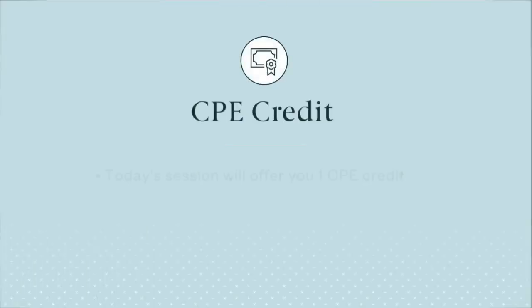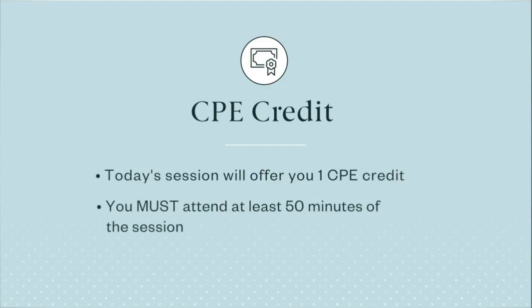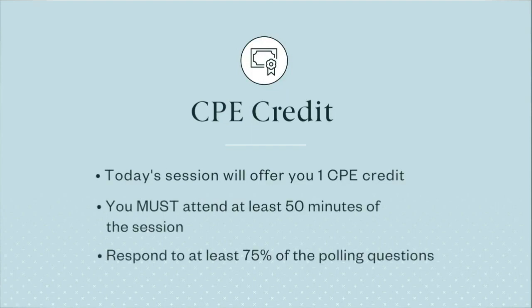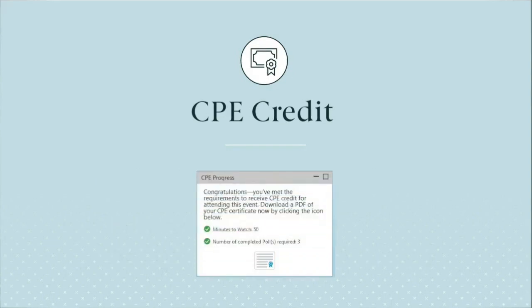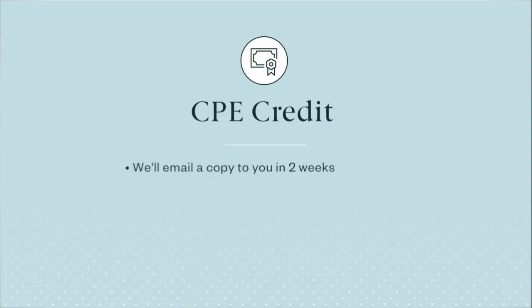Today's session will offer you one CPE credit. To receive credit, you must meet the requirements as specified by the National Association of State Boards of Accountancy. You must attend at least 50 minutes of the session and respond to at least 75% of the polling questions, which we'll ask throughout today's presentation. To respond to a poll, click the button next to your answer. We'll track your progress and alert you when you've earned CPE credit. You can then click the certificate icon in the CPE Progress widget to open a PDF file that you can save to your computer. Don't worry if you can't download your PDF certificate today. We'll email a copy to you in 2 weeks.